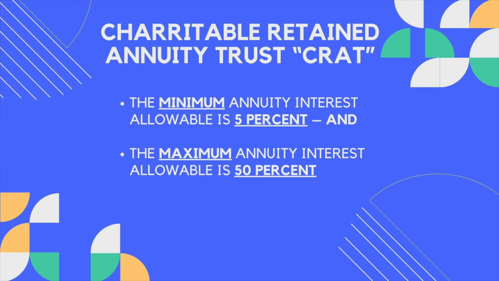For a CRAT, the minimum annuity interest allowable is 5%, and the maximum is 50% of the value of the assets that are used to fund the trust. So generally, you multiply the total value of the trust assets by whatever percentage you choose, and that is the amount that's distributed year after year to the non-charitable beneficiaries for the entire term of the trust. And then whatever's left over after the term of the trust is distributed to charity. After funding a CRAT, additional contributions to the trust are not permitted. So once it's funded, you can't keep funding it.